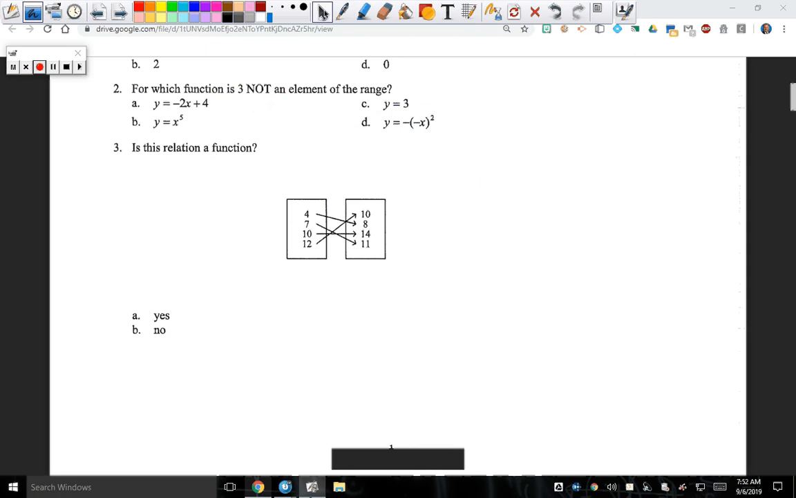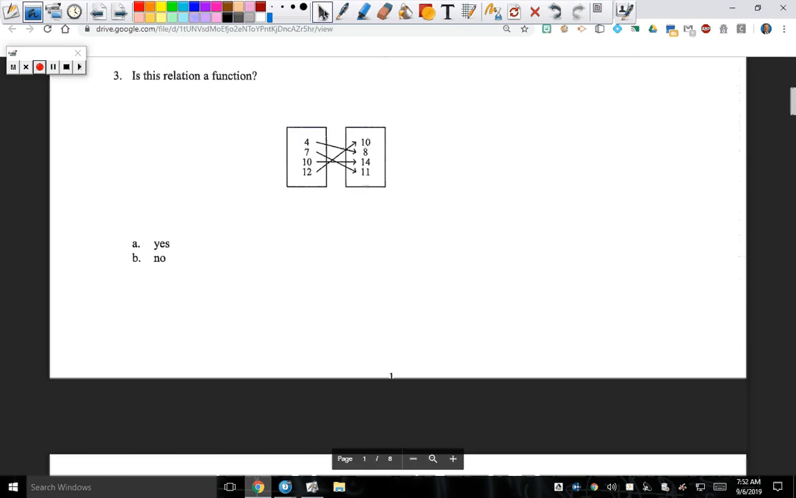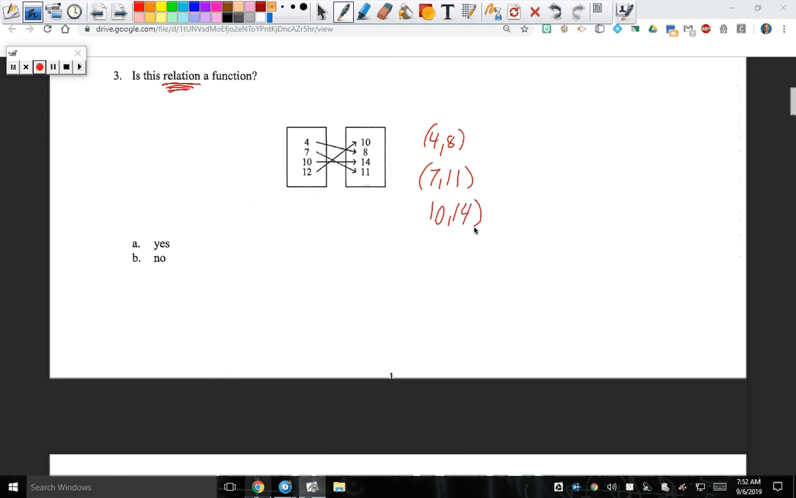Alright, so is the relation, so it's not necessarily saying it's a function, it's just saying that these are points. By looking at this first one, 4 maps to 8, 7 goes to 11, 10 goes to 14, and 12 goes to 10.